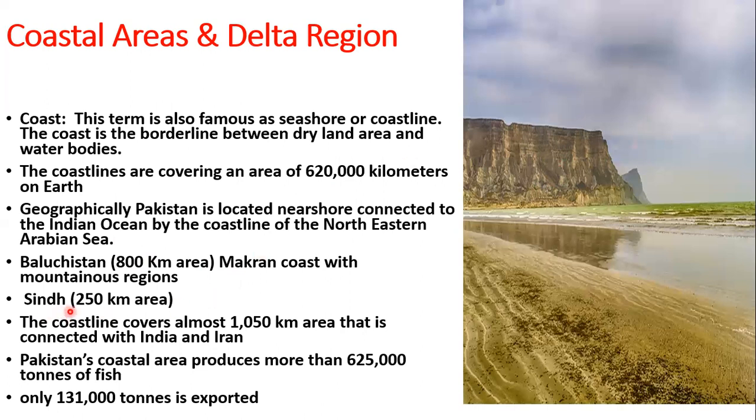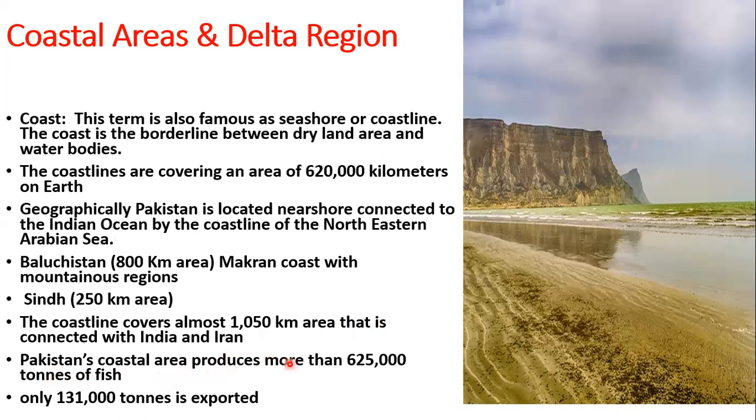Balochistan coast areas, Makran coast, 800 kilometers, and there are mountains and blue water, sandy beach. Sindh area, 250 kilometers. The coastline covers almost 1,050 kilometers. Pakistan's total coastline is 1,050 kilometers, and it is linked with India from the Sindh side, and on the other side it is linked with Iran.